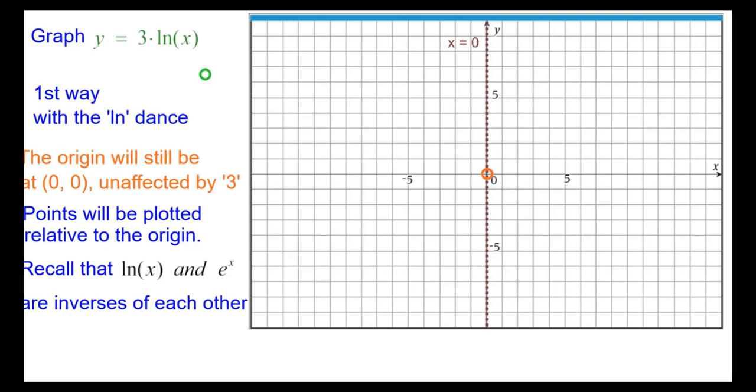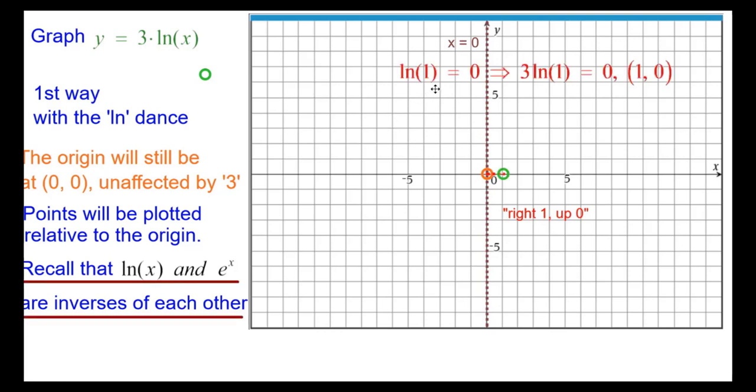Please recall that the natural log of x and e to the x are inverses of each other. So normally it would be right 0 up 1, but we're going to go right 1 up 0. Natural log of 1 is 0, and 3 times that is still 0. So 1 comma 0. Remember, on the inverses, you just interchange the ordered pairs.